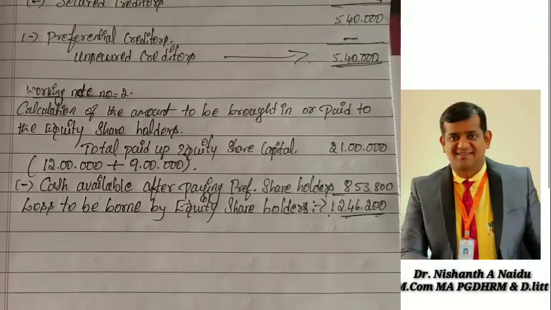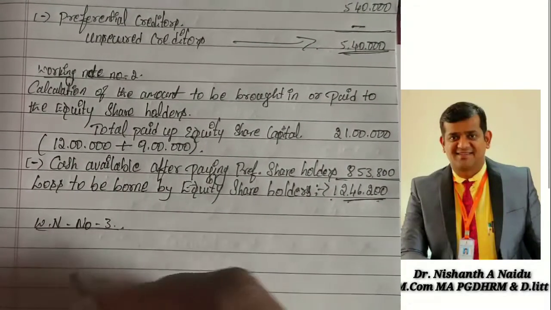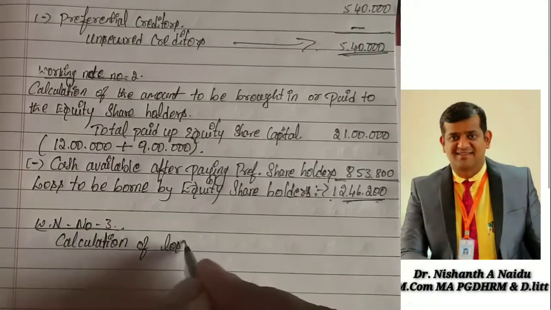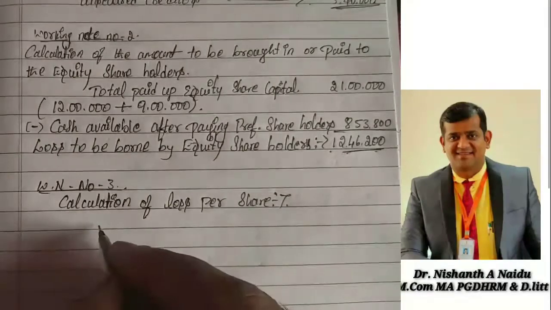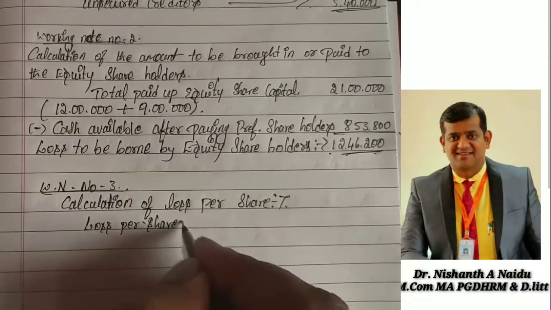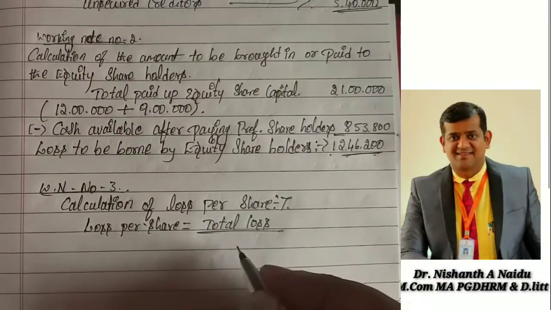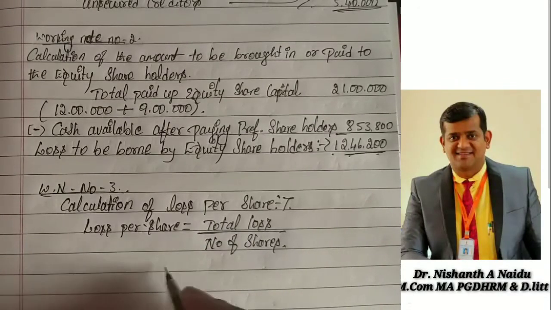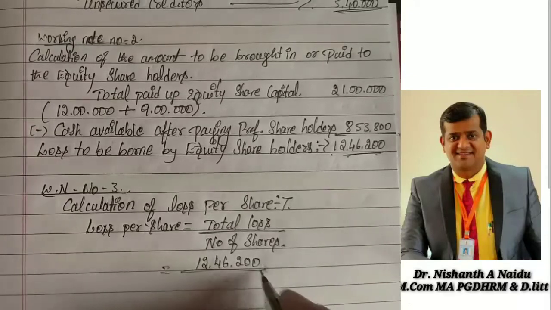So now we have to identify loss per share, clear? So that is working note number 3. Working note number 3, calculation of loss per share. So how much loss is there? For that we have to calculate through a formula. So formula is loss per share equals total loss divided by number of shares. So that is equals, total loss is 12,46,200 divided by number of shares.